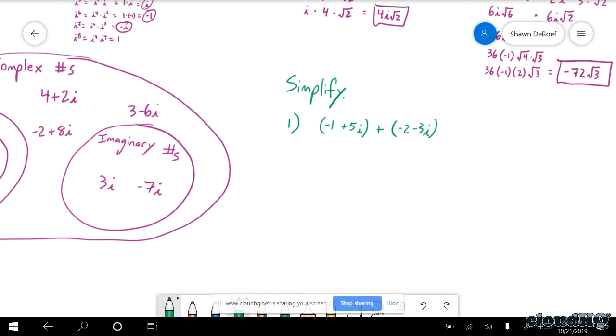When you add those together, this is probably the easiest part of this unit. It's as simple as combining like terms. So the real parts can combine together. -1 and -2 make -3. And then combine the imaginary parts. The 5i and the -3i make +2i. So there's our answer, -3 plus 2i.